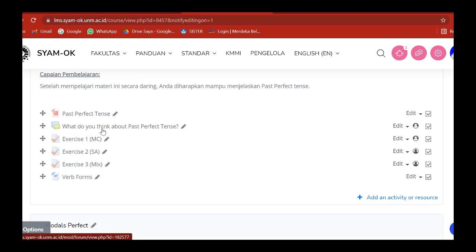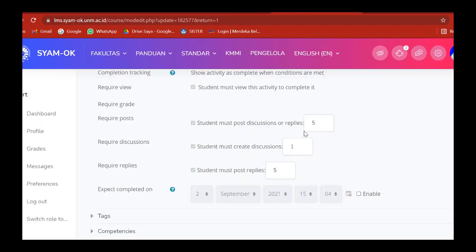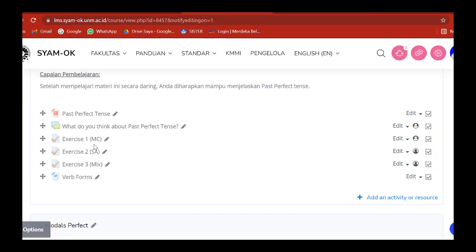you start the discussion. In this discussion you have to do 5 postings. Okay, you have to create a discussion at least one, and you have to reply to your friends at least 5 times. Okay, so here, you can do more, but you cannot do less. So if you follow this minimum posting, then you can start exercise 1.